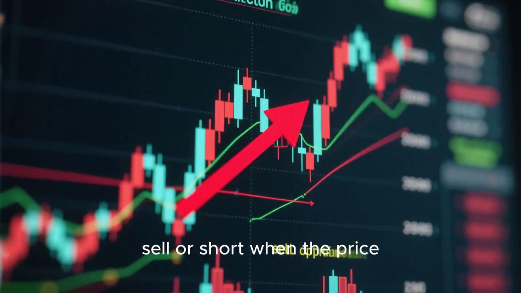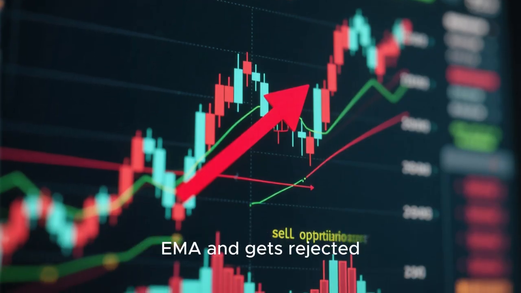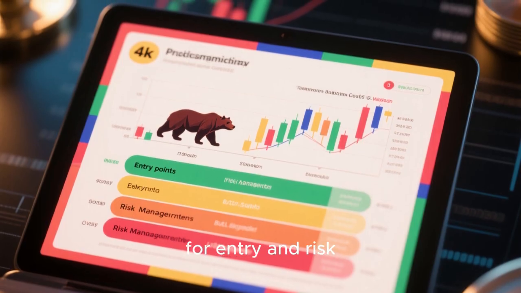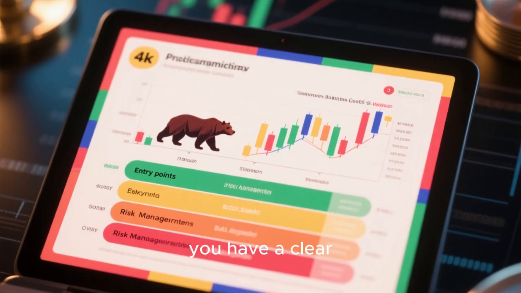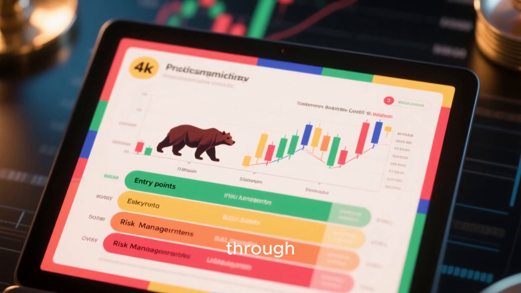You might look to sell or short when the price retraces to a downward sloping EMA and gets rejected. This provides excellent points for entry and risk management because you have a clear level where your thesis would be invalidated if the price breaks through.